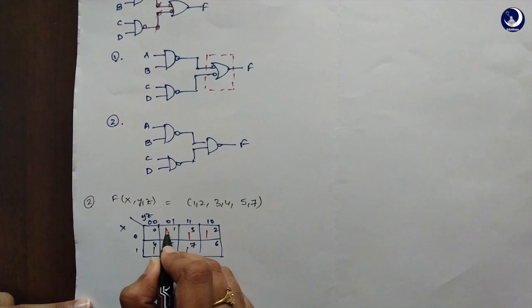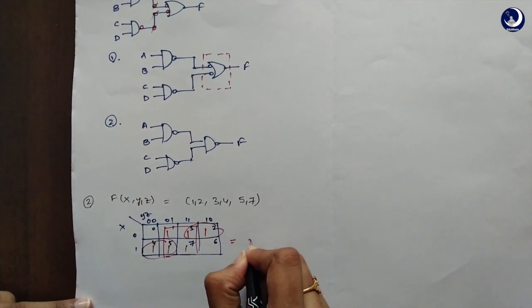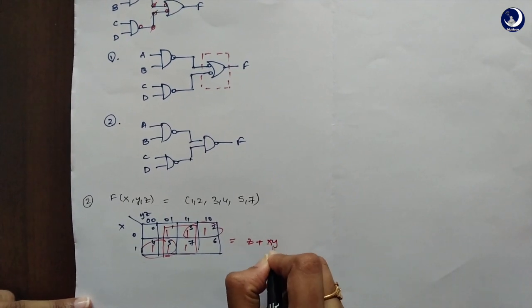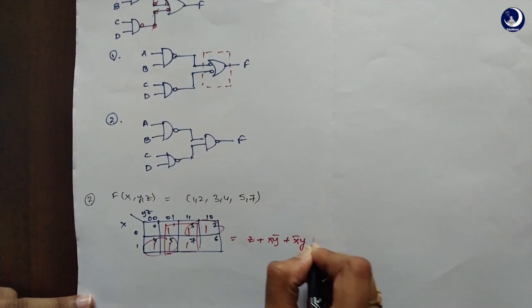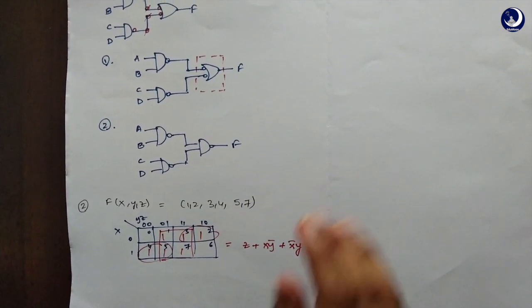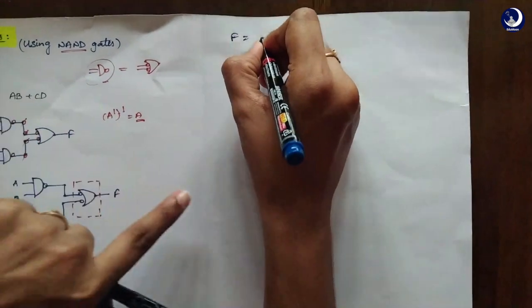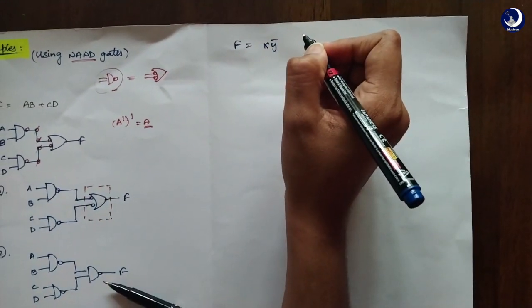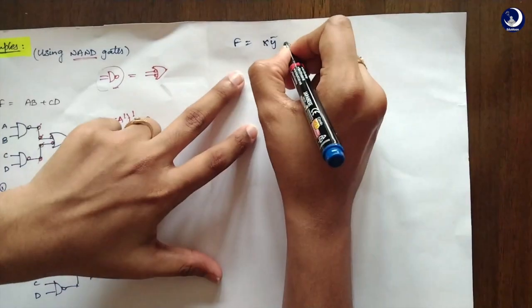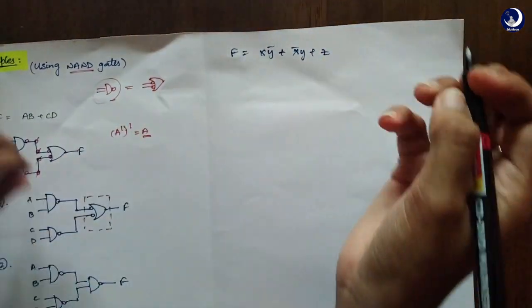See, a quad is actually formed here, and this is a pair and this is a pair. So now your function looks something like z plus x y bar plus x bar y. Just pause the video, try solving this equation and cross check with this one, okay? Now your Boolean function is f equals x y bar plus x bar y plus z, right?